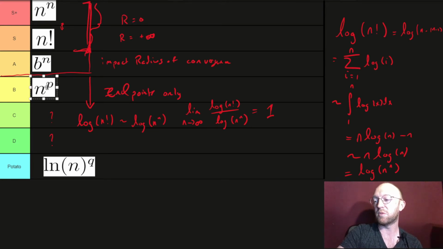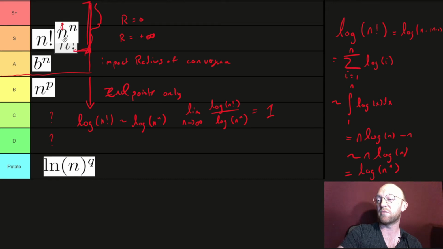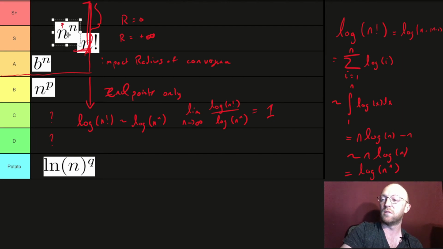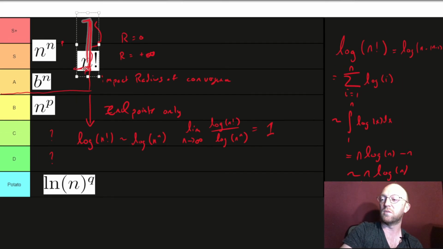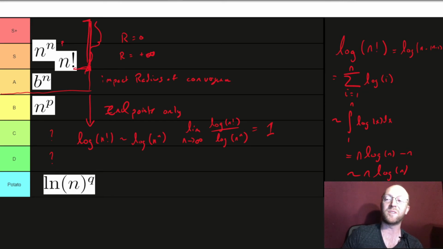What else is defensible? We can move everything down a tier. I could say n to the p is C tier, b to the n is B tier, and n factorial and n to the n live together. Maybe I think this is also reasonable. Put these in the same tier, except I want to change the order. And then what's in the S plus tier?